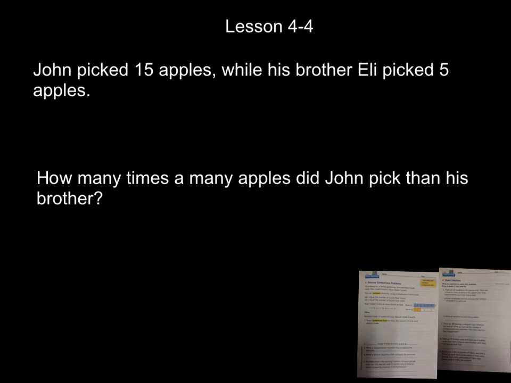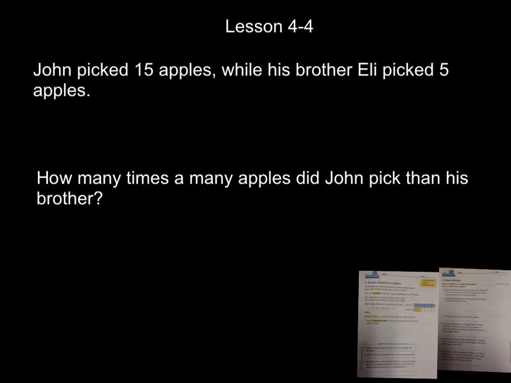All right, boys and girls, today's lesson is lesson 4-4, multiplication comparison. So we're going to be comparing number stories that have to do with multiplication. So let's start with the first one here. It says John picked 15 apples, while his brother Eli picked 5 apples.